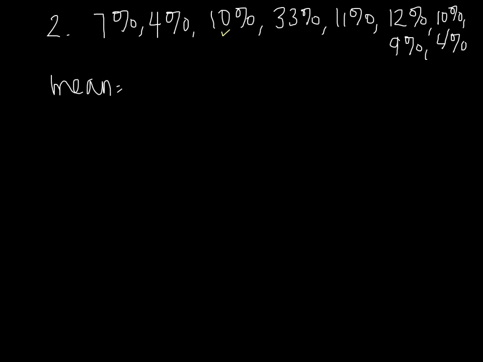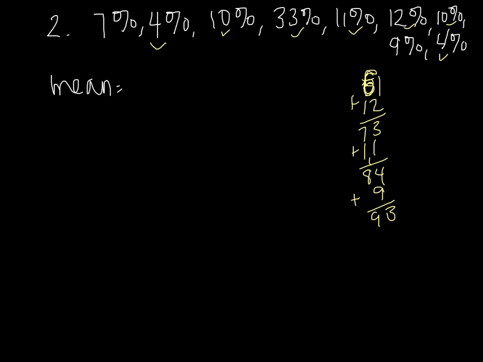I know that 10 plus 33 is 43. 43 plus 4 is 47. 47 plus 4 is 51. So I'm going to write that down so I don't get mixed up. Plus 10 is 61. Plus 12 is 73. Get that 12 marked down. Plus 11 is 84. Plus 9 is 93. Check. And plus 7 is an even 100.